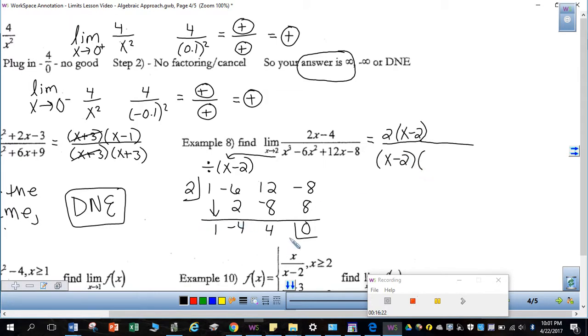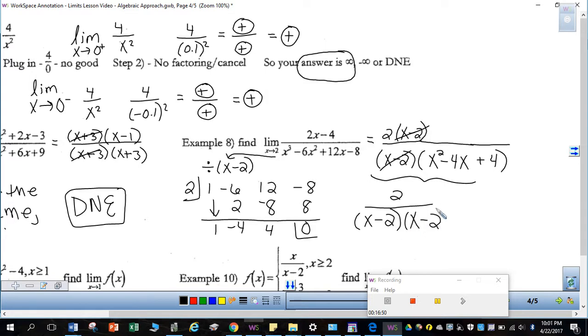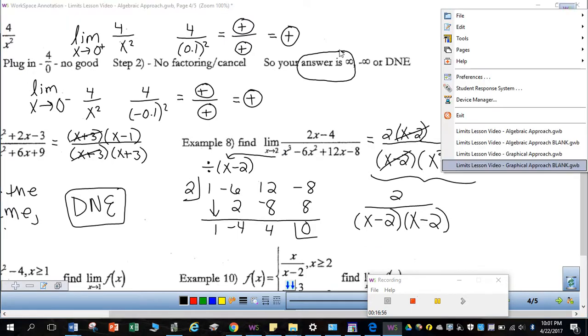Looking at the numbers here on the bottom row, we have 1x squared minus 4x plus 4. Let's go ahead and cancel the common factor of x minus 2. We could actually continue factoring this denominator, writing it as x minus 2 times x minus 2. Now, we still cannot plug in the x value of 2. It's still going to make our denominator equal to 0.